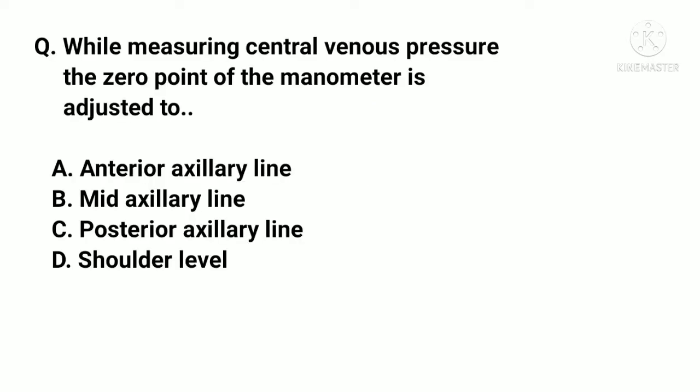While measuring central venous pressure, the 0 point of the manometer is adjusted to A. Anterior axillary line. B. Mid axillary line. C. Posterior axillary line. D. Shoulder level. And the correct answer is B. Mid axillary line.